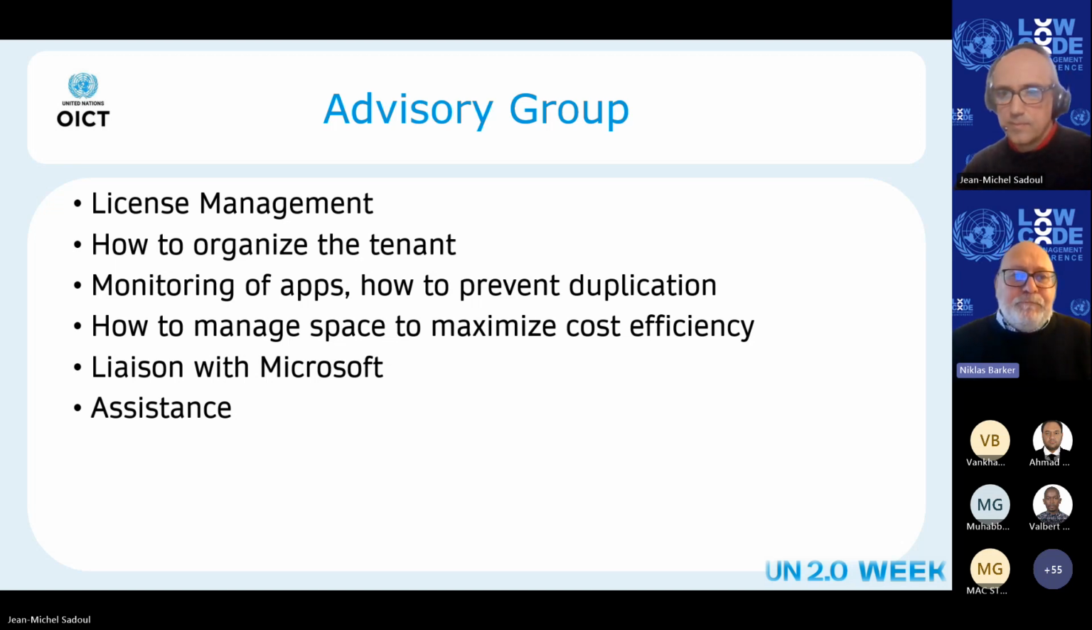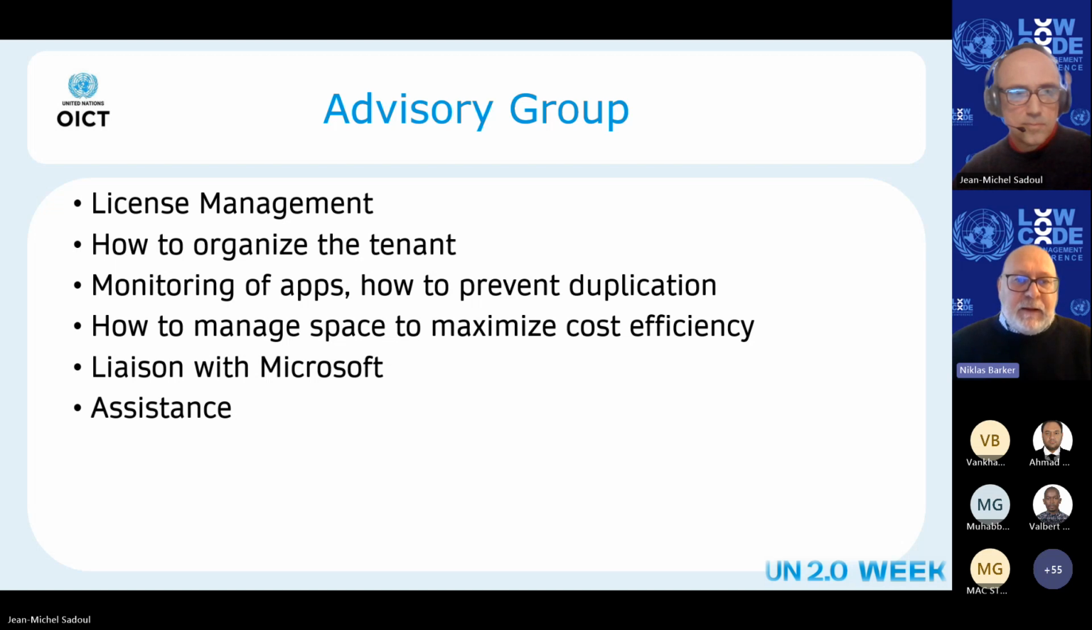So the advisory group license management. We're working to coordinate licensing to reduce costs. Currently, for example, Power Apps is approximately $12 per person per month. And if we can coordinate and have Power Platform ubiquitous across the organization, then obviously we can bring that cost down to a much lower area. So that's what we're hoping to do and work towards.